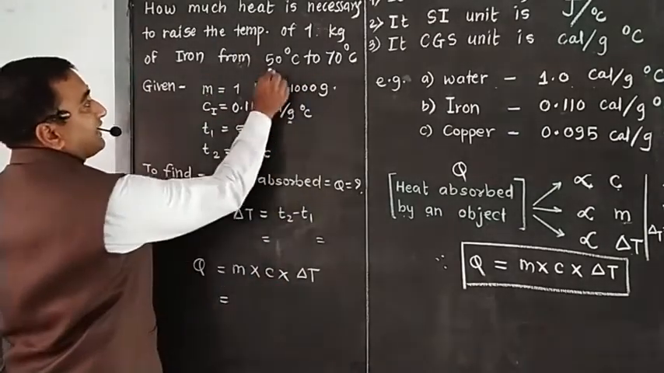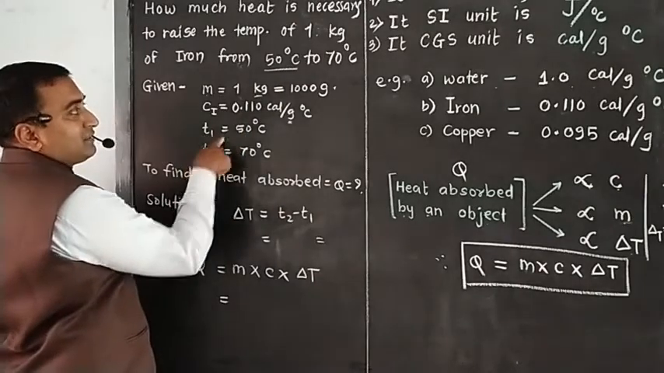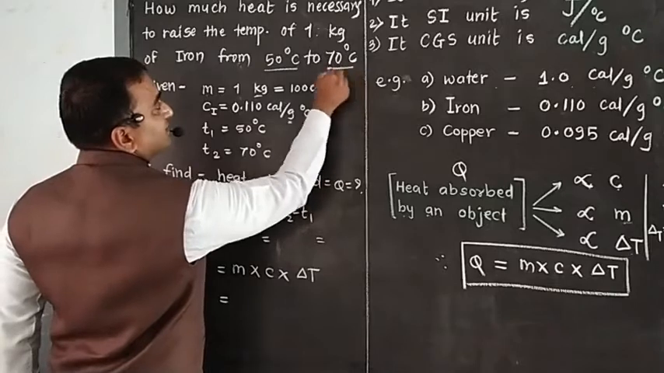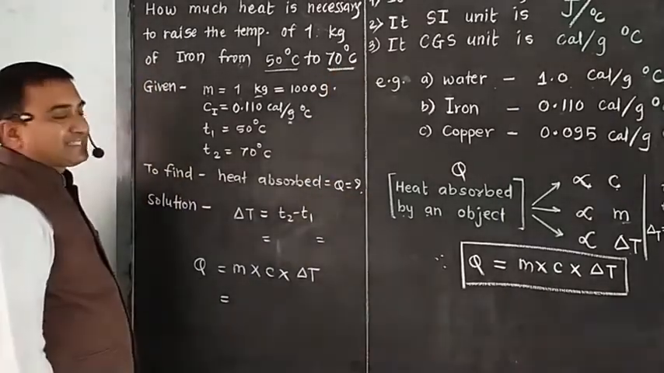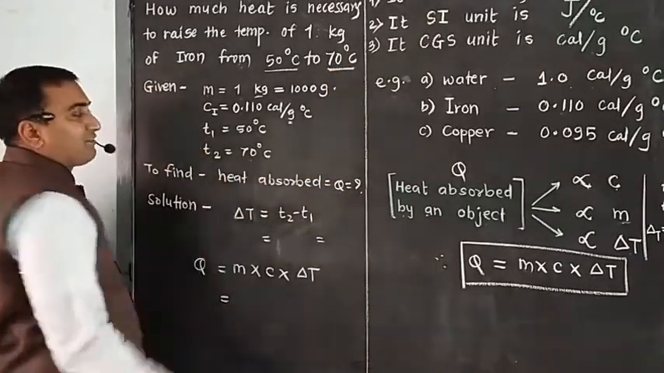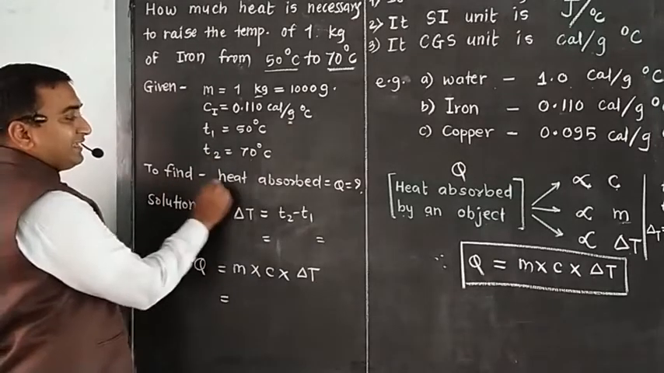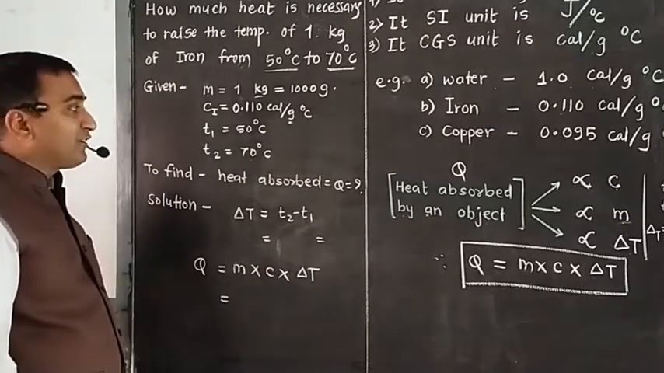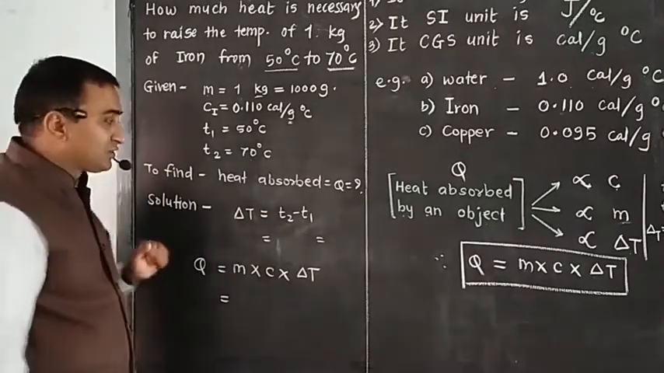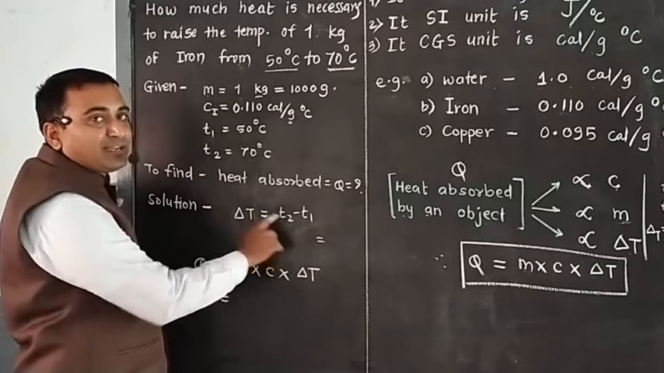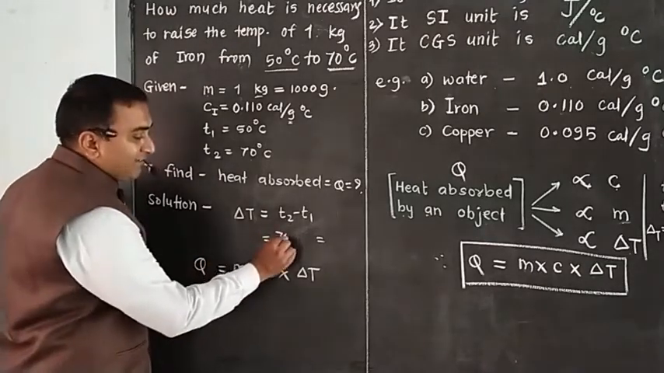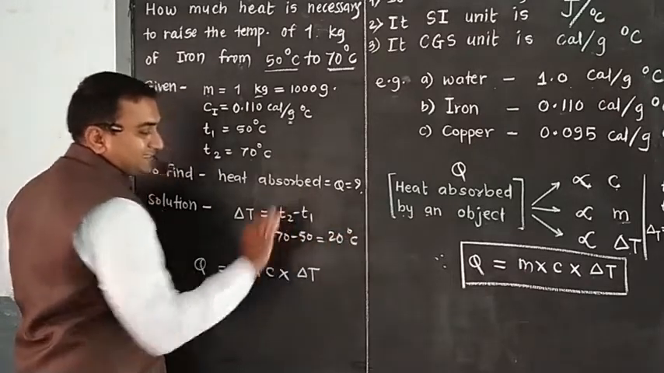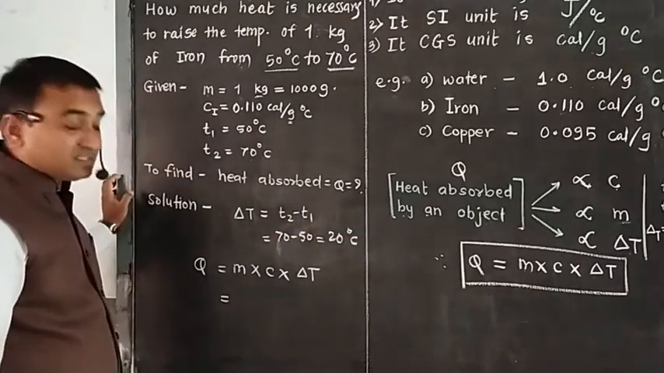And what is the starting temperature? T1, the initial temperature, is 50 degrees Celsius, and we have to stop this activity at 70 degrees Celsius. So T2 is equal to 70 degrees Celsius. What do we have to find? Heat absorbed, that is Q. So what is the solution? First of all, we do not have the change in temperature. So change in temperature is equal to T2 minus T1. So 70 minus 50, that is 20 degrees Celsius. Got the point?